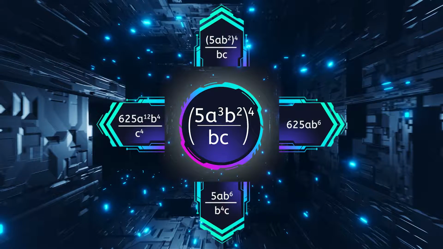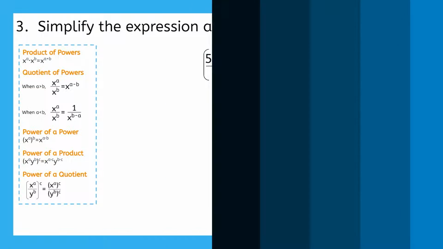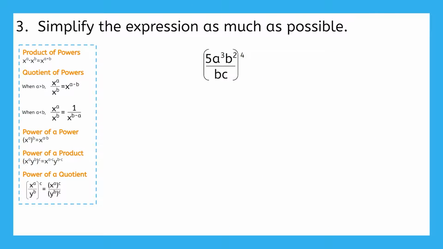We need to simplify 5a cubed b squared over bc, all raised to the power of 4. We've got a quotient, all raised to the power of 4. Remember, since we're simplifying, we need to follow the order of operations. That means everything inside the parentheses needs to be simplified before distributing that outer exponent of 4.